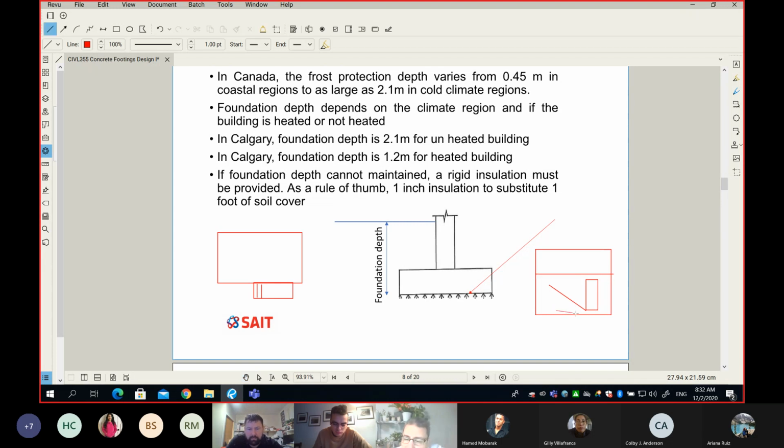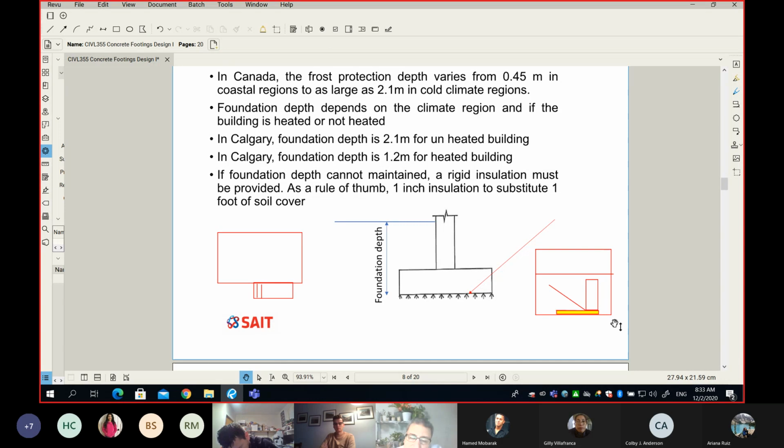So you must add here a rigid insulation to simply protect the footing. If you guys remember that, or if you can visualize that, okay? So this will be here. This will be a footing, a rigid insulation to protect. And the rule is for every 1 foot we miss, we simply replace it by 1 inch of rigid insulation. So in this case, we need to provide here a 4-inch rigid insulation to protect the footing.